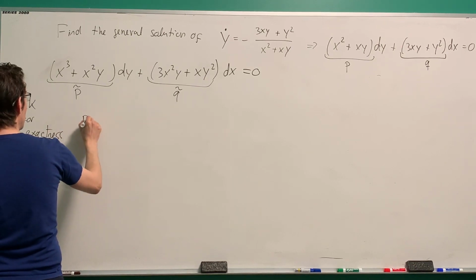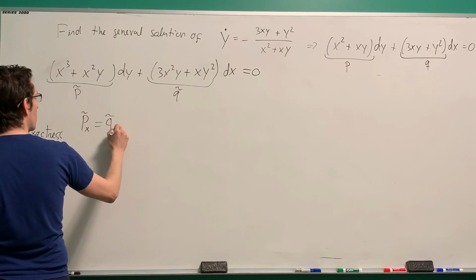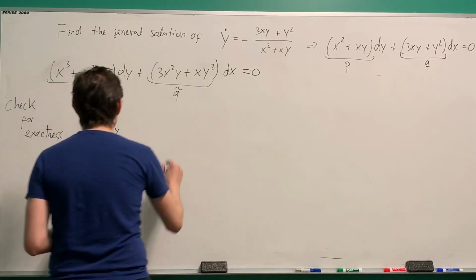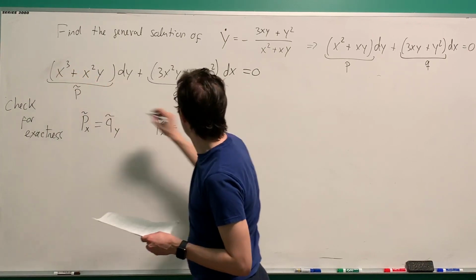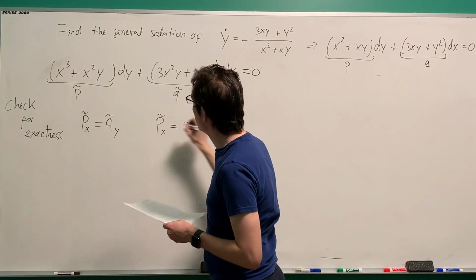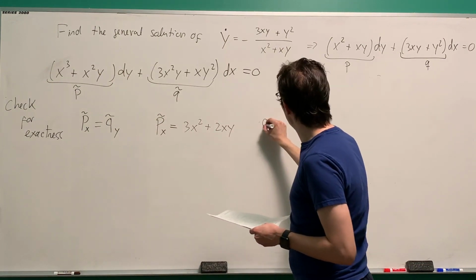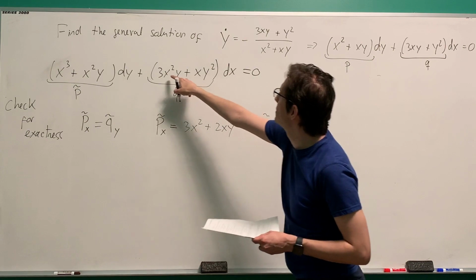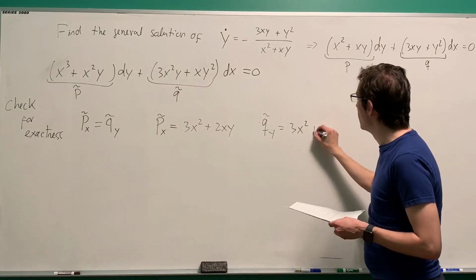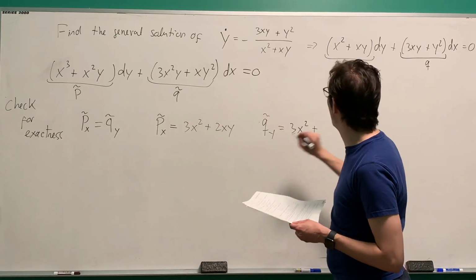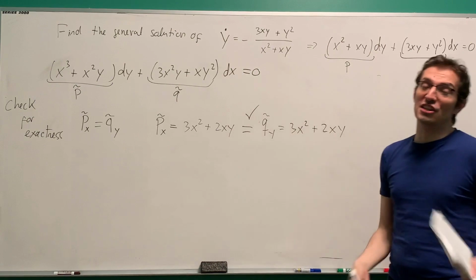All right, so P tilde with respect to y should be equal to Q tilde with respect to x. Let's see if that's the case. P tilde with respect to x is 3x squared for the first term, and then 2 plus 2xy. And then if we do Q tilde with respect to y, this is easy: 3x squared for the first term, and for the second term, just with respect to y is 2xy. Oh, look at that, they coincide, and it is exact.